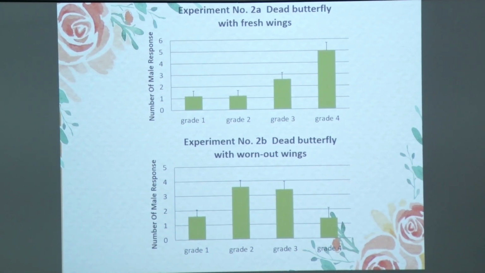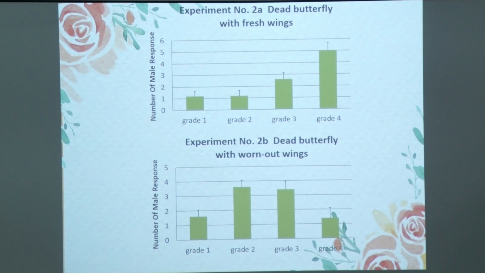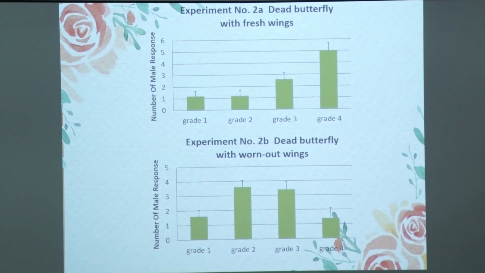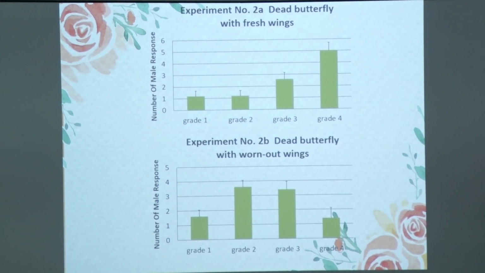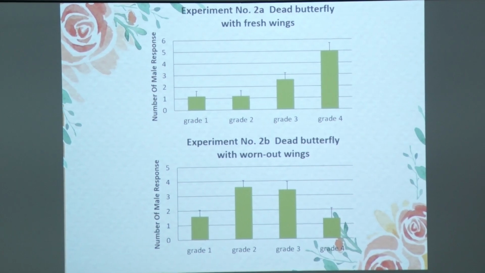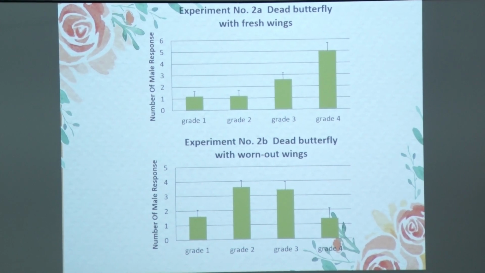The results observed during the experiment: in the first case, we got more of grade 4 response. That means most of the butterflies showed catalepsis, that means they tried to copulate. Catalepsis is the last stage after which copulation takes place. So most of the butterflies reached up to catalepsis. But with worn-out wings, as you can see, more grade 2 and grade 3 responses are present, and catalepsis, that is grade 4 response, is very low.